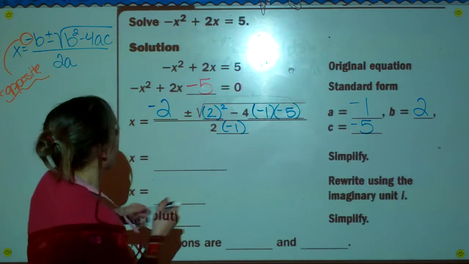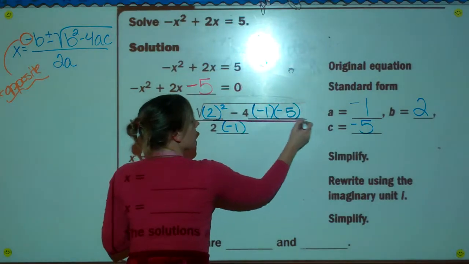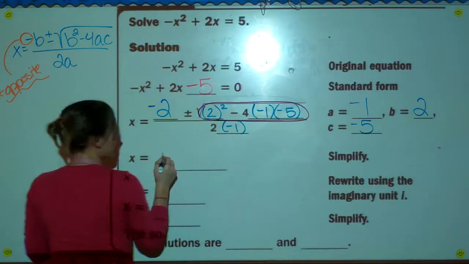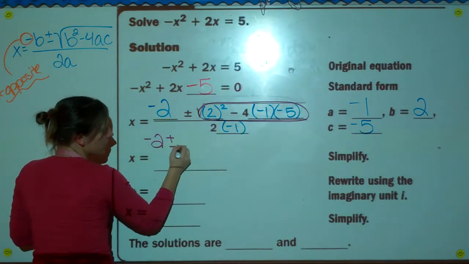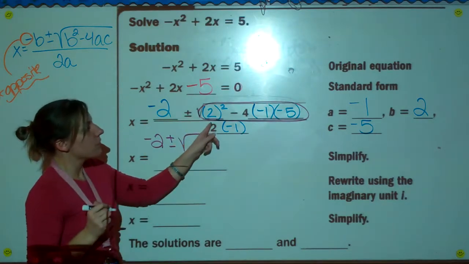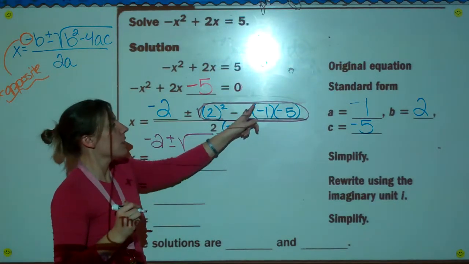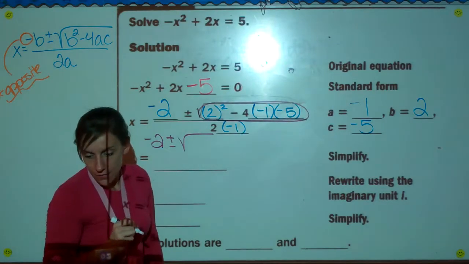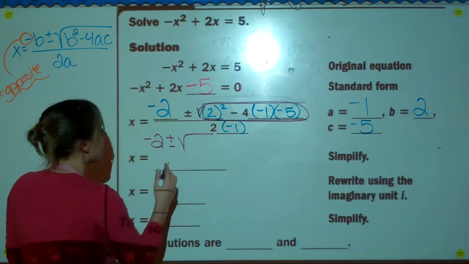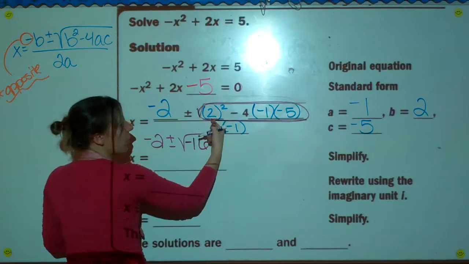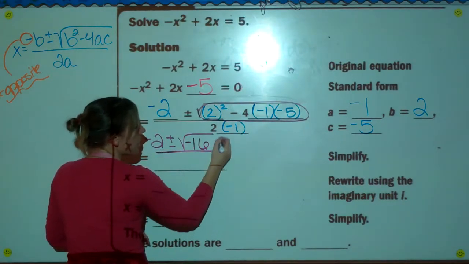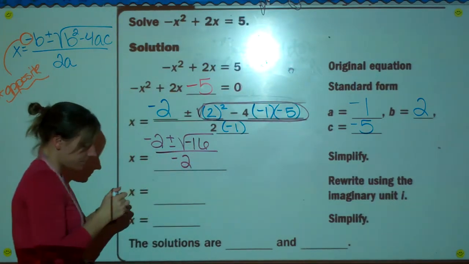So when we do that, you could use your calculator, and you get negative 2 plus or minus the square root of 4 minus 4 times negative 1 times negative 5. And that is a negative 16. It's 4 minus 20 is what that is. And then over negative 2.